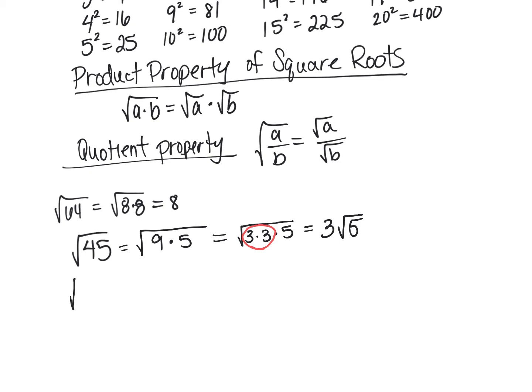Let's look at the square root of 96. All right, so 96 isn't one of those numbers that we immediately know big factors of, but I know if it's even, it's divisible by what? 2. So we can start with that. 2 times what is 96? 48.